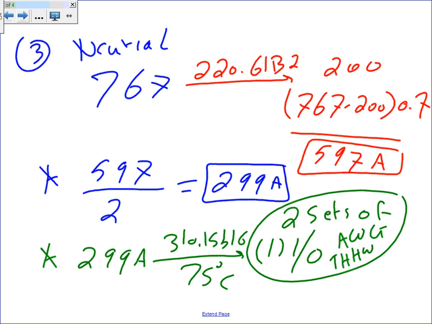Phil, does it make sense? No? Is the multiplier 0.7 or 0.5 on the 767 minus 200? From the 220.61, which one are we talking about? I'm sorry. From where? For this? We should have gotten a second here on that. Okay. 299, yeah, it looks smaller for that one. So 250? 350, thank you. 350 kcmil.